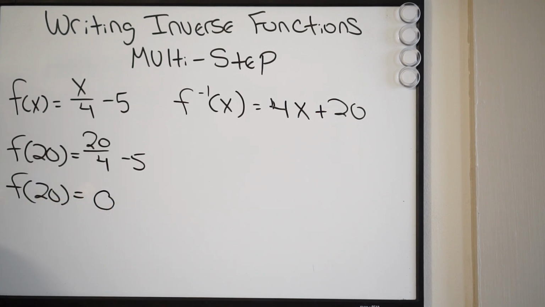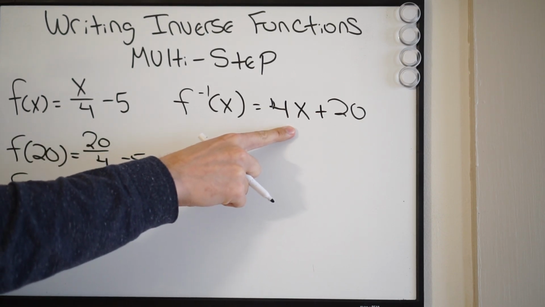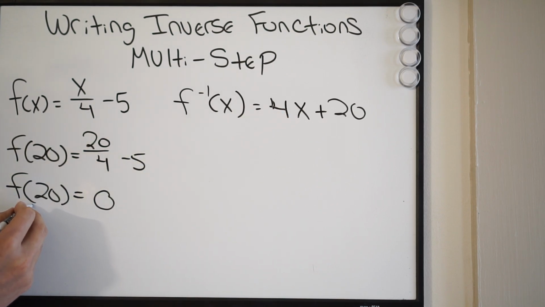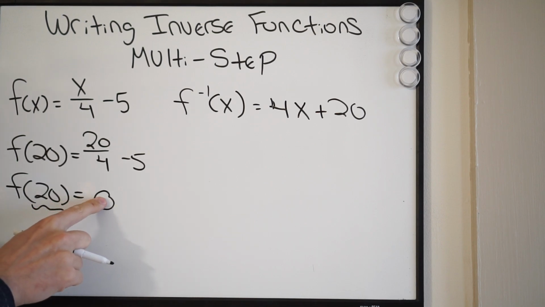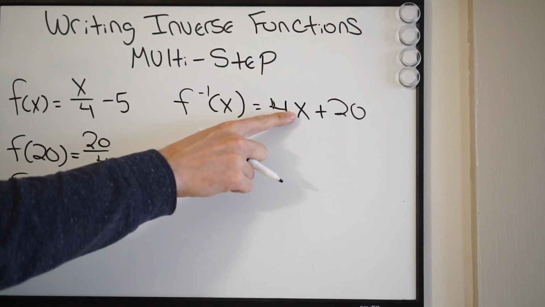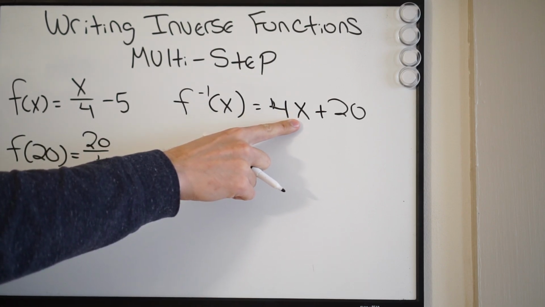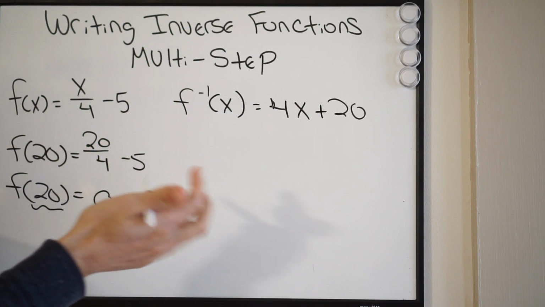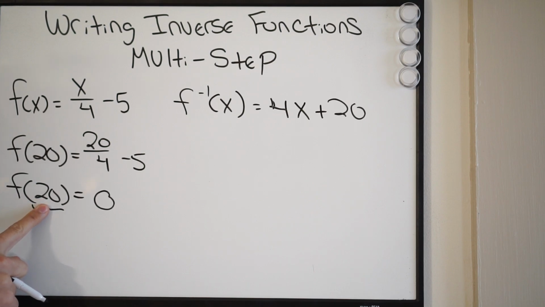Now to make sure that it's the inverse, going back to that previous video, we take our answer, plug it into the inverse, and if it equals what we originally put in, which in this case was 20, we know that it is in fact the inverse. So if we take this 0, our resultant, and plug it into the inverse, 4 times 0 will be 0, and then plus 20, so f inverse here will be 20, what we originally put in. So again, this checks out, this is good. Let's try another problem here.